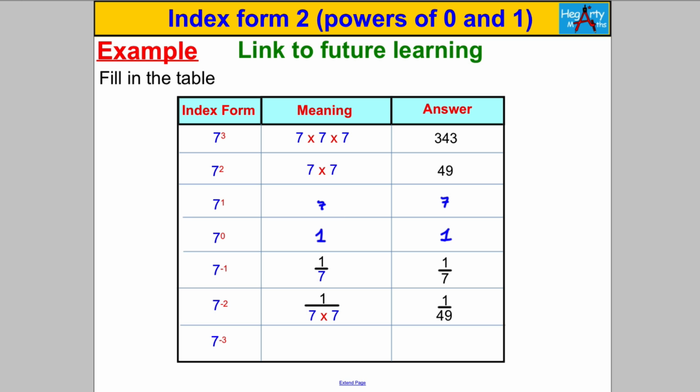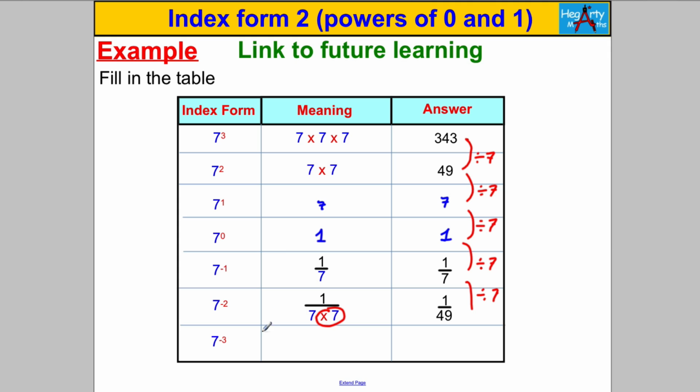Now, I just want you to spot what's going on here, because of our next video. Do you remember the powers are going down from 3 to 2 to 1 to 0 to negative 1 to negative 2. As we're going down, our answer is divided by 7 each time. Okay? So hence, 7 to the negative 1 must be 1 divided by 7, which is a seventh. 7 to the negative 2 is going to be 1 over 7, and then you divide by another 7. So it's like 1 over 7 times 7. There's 2 7s multiplied on the bottom, which is 49.